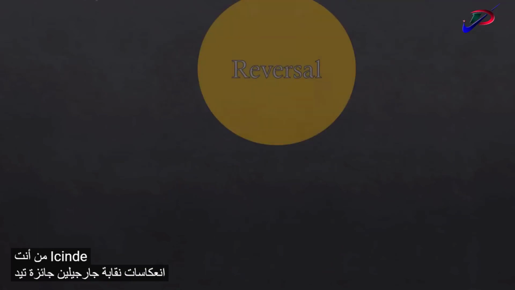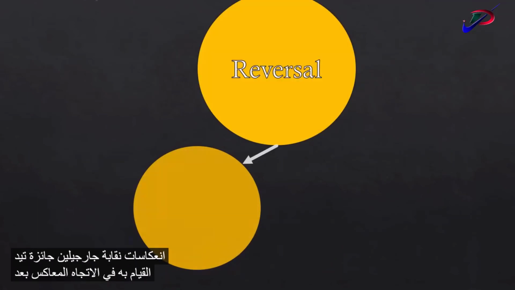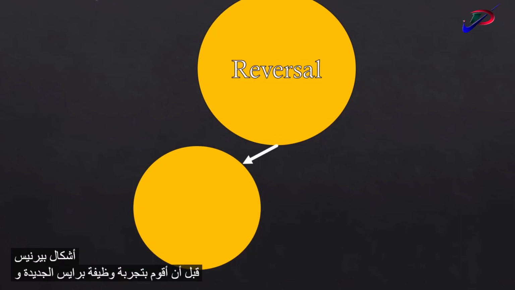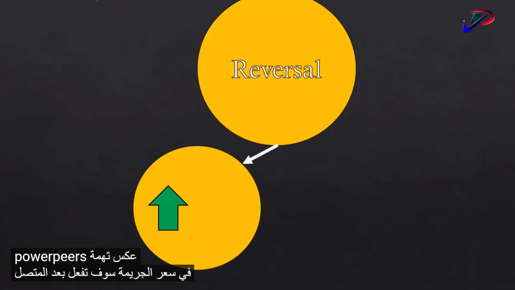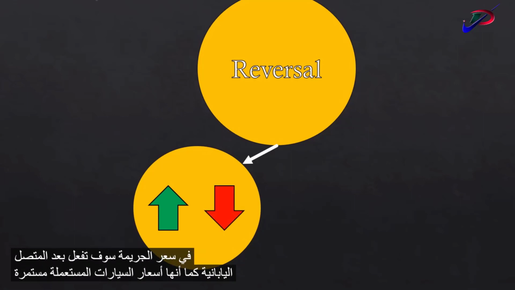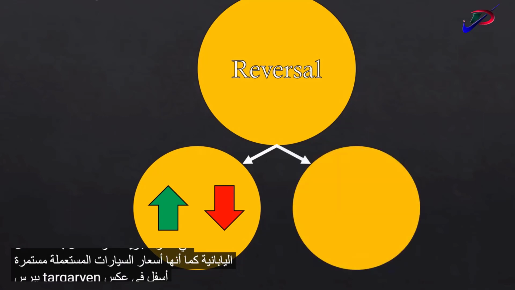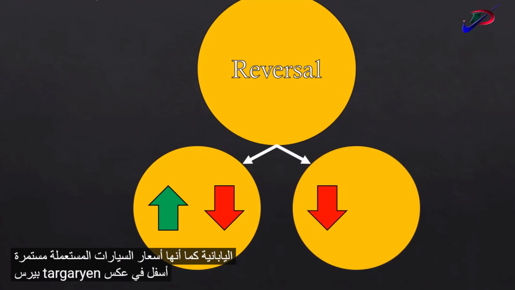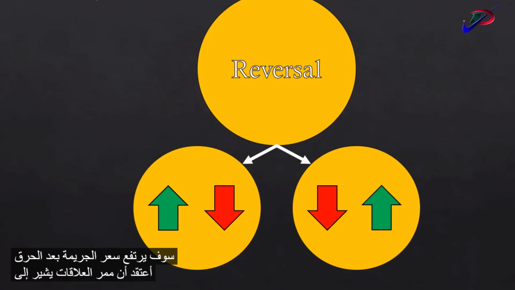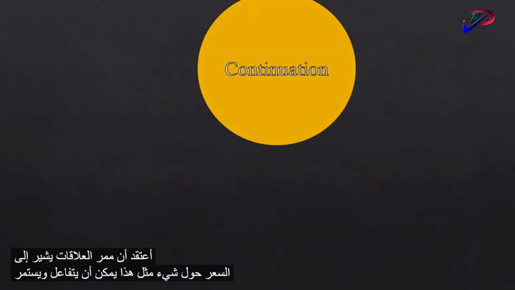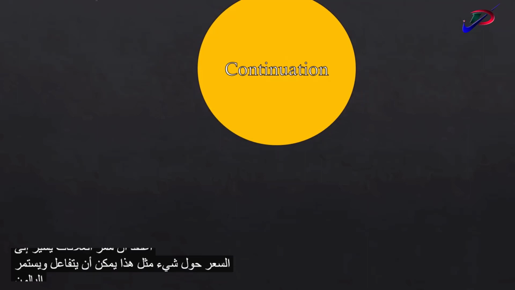Reversal chart patterns indicate that price will go in the opposite direction after the pattern is formed. For example, if price is going up and a reversal chart pattern appears, it means that price will go down after the pattern. The opposite is also true, of course. If price is going down and the reversal chart pattern appears, it means that price will go up after the pattern.